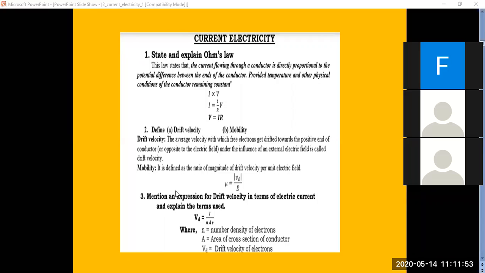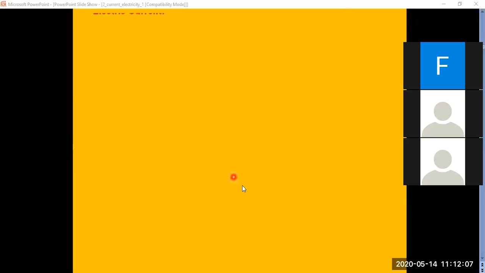I will discuss regarding that in the following slides. So I think this is clear. What is Ohm's law? What is drift velocity? What is mobility? And the expression for drift velocity. We already saw this yesterday. So I just wanted to brief it for children who are joining today.